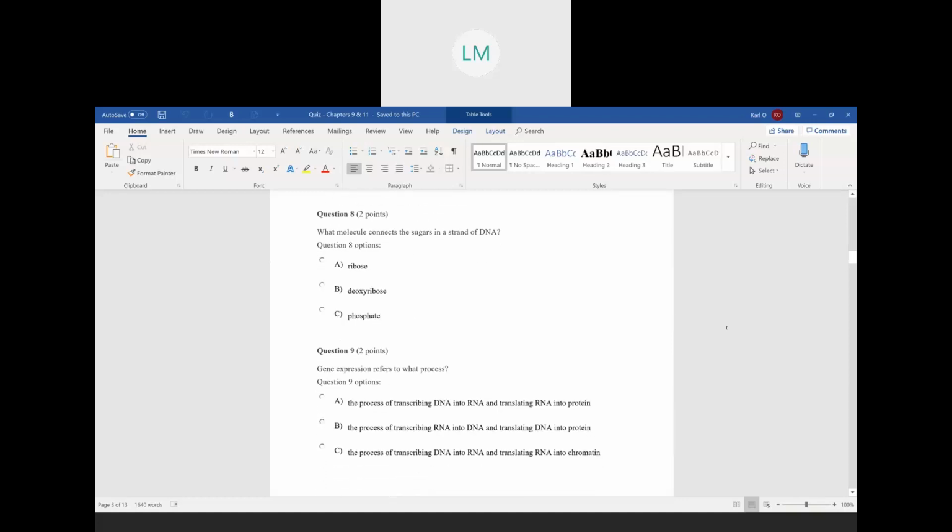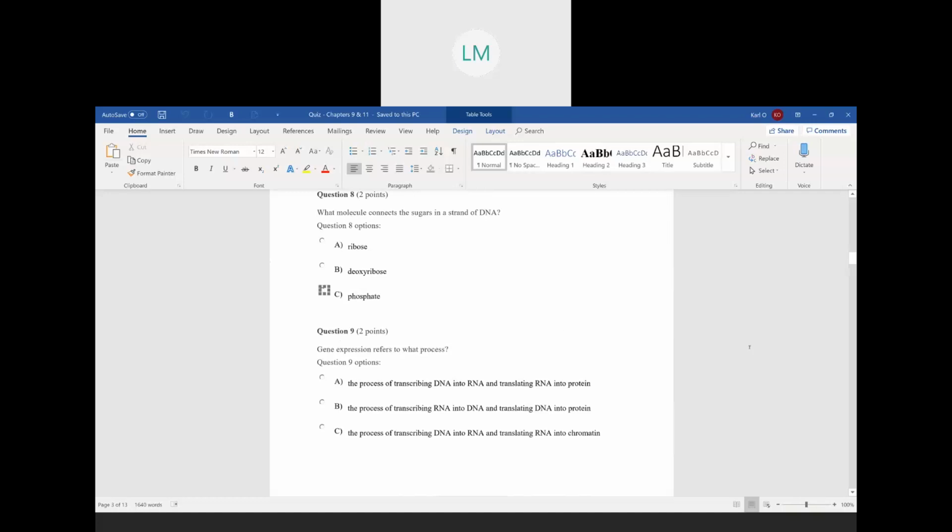What molecule connects the sugars in a strand of DNA? The sugars are connected in the backbone, so it's a sugar phosphate backbone. Phosphate is going to be what connects the sugars. Deoxyribose is the sugar. Ribose is the sugar in RNA. So those are not the answers. Phosphate is going to be the correct answer there.